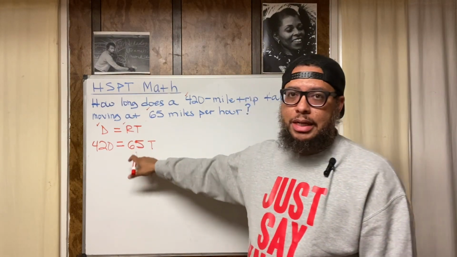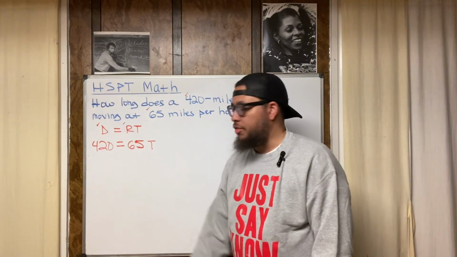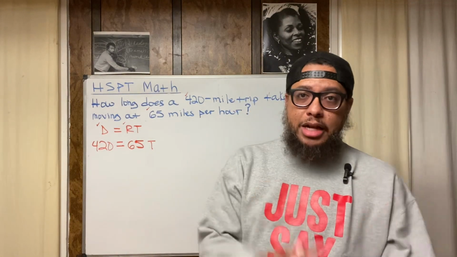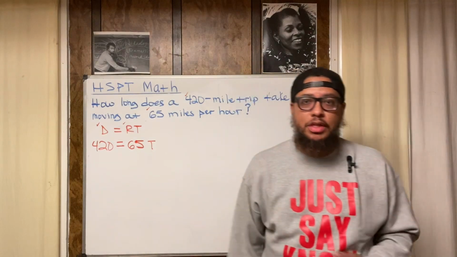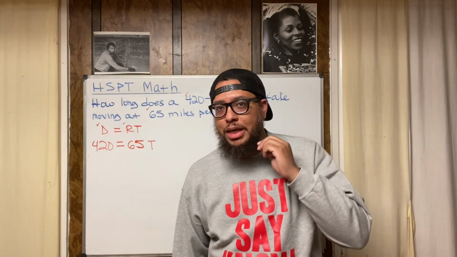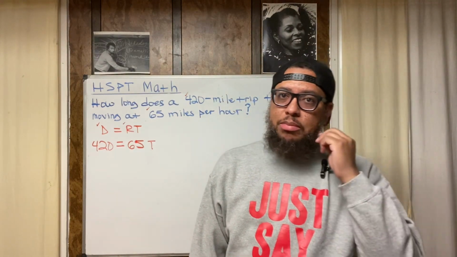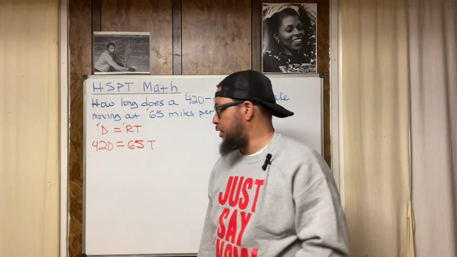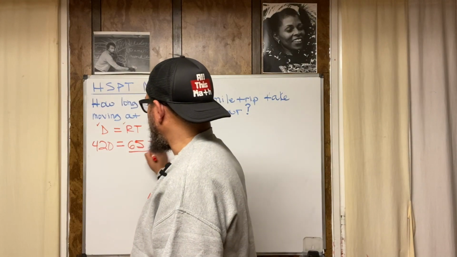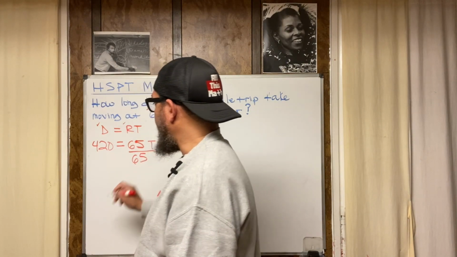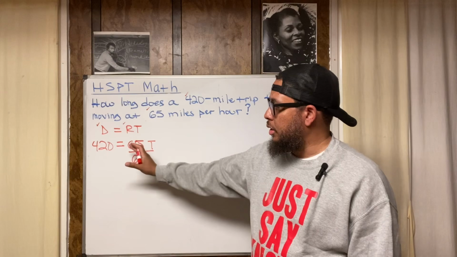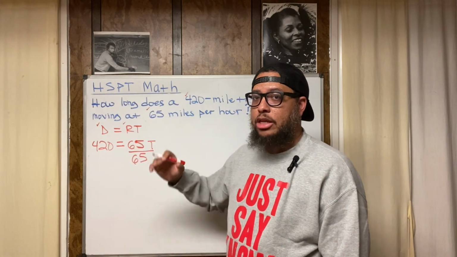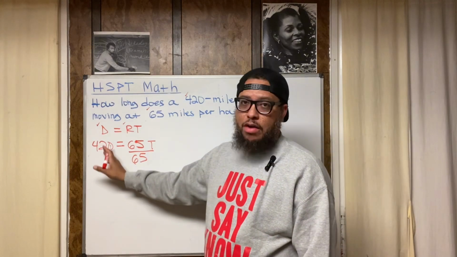We need to isolate T on the right side of the equation. That means we need to get rid of this 65. How do we get rid of this 65? We do the opposite operation from what the 65 is involved in. The 65 is involved in multiplication, and the opposite of multiplication is division. So we need to divide by 65. And we also need to remain balanced. So in order to keep the equation balanced, if I divide by 65 on the right-hand side, I also need to divide by 65 on the left-hand side.